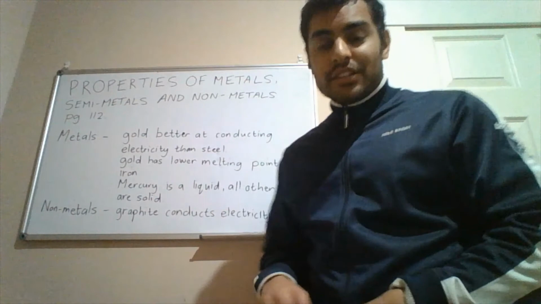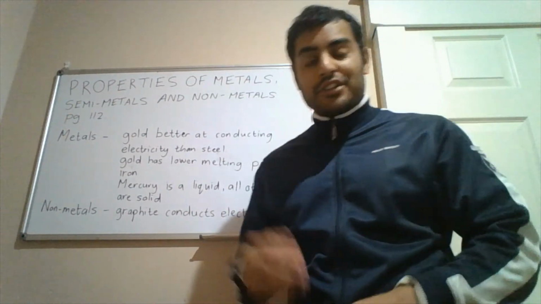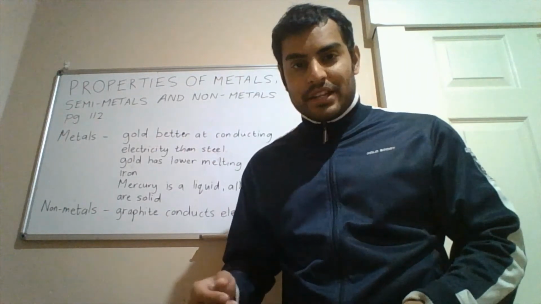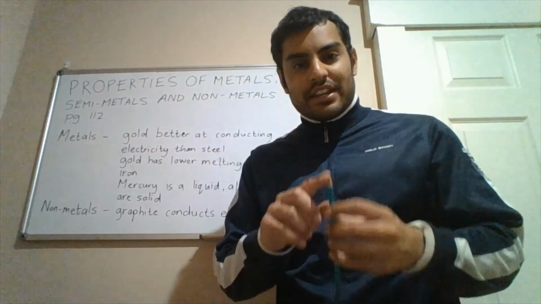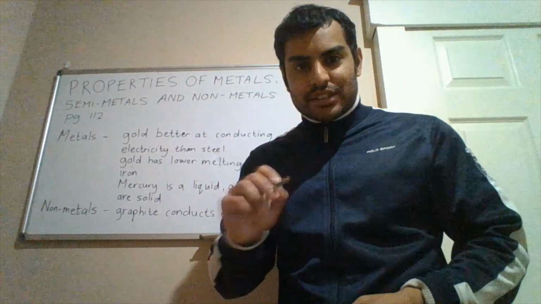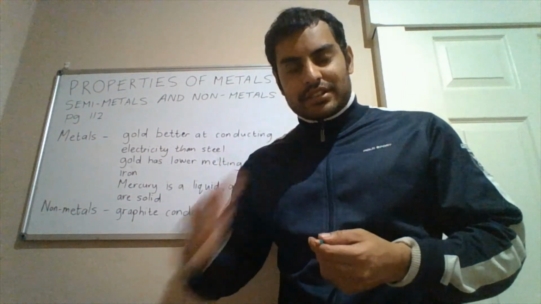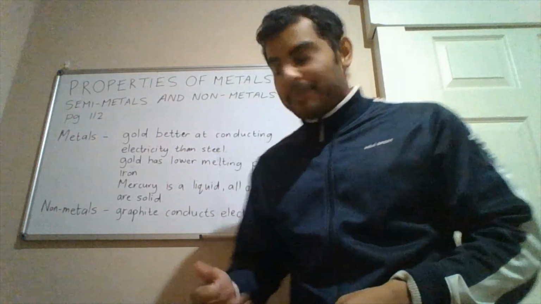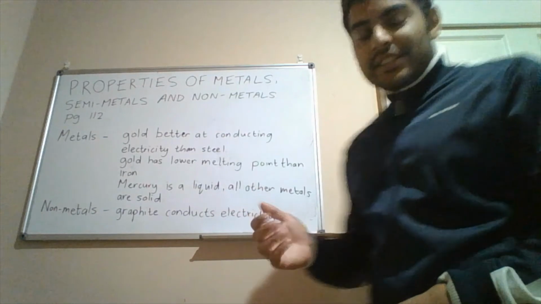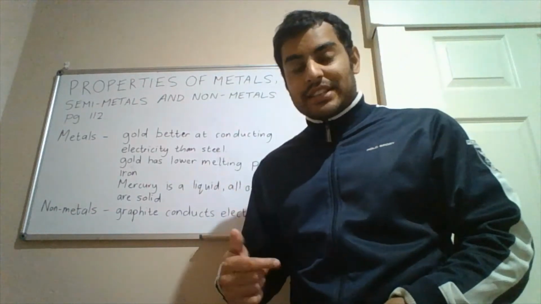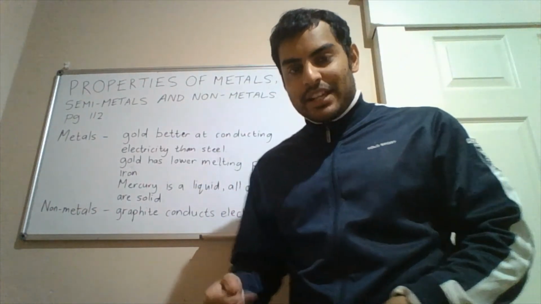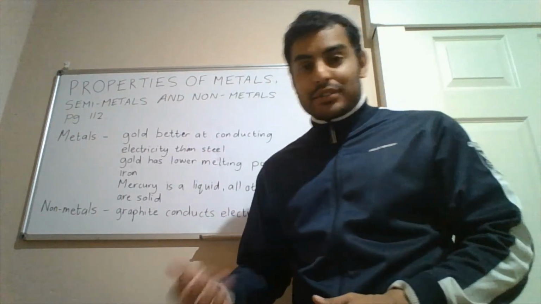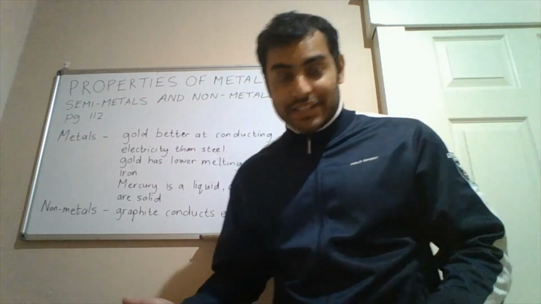So for the non-metals, I wanted to talk specifically about graphite. Graphite is actually a special arrangement of carbon, and it's commonly used in pencils. So when you write with your pencil, the graphite splits into pieces and it makes marks on the paper. Graphite is one of the only non-metals that can conduct electricity. And you must just remember, for every rule that we have, there's always exceptions without exception.